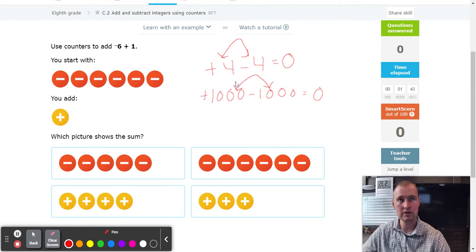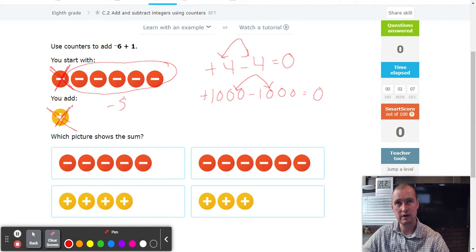So what we're going to do is use the opposite effect here to calculate which picture shows the sum. And the sum means add. So referring to this model here, when we start with 1, 2, 3, 4, 5, -6 plus 1, well, the negative will cancel with the positive. And what is left is -5. So -5 is the correct answer. And what is left that matches the correct answer is the first image there.